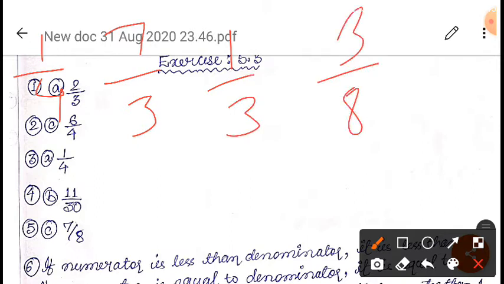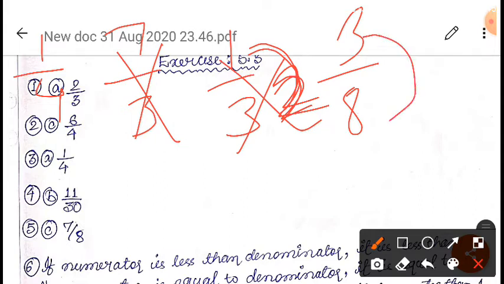From these options a, b, c and d, they are asking us to find the one whose denominator is 3 more than the numerator. In 7 by 3, the numerator is bigger, so this will not become the answer. In 1 by 3, the difference is 2, so it is also not the answer. In 3 by 8, the difference is 5, so it will not be.